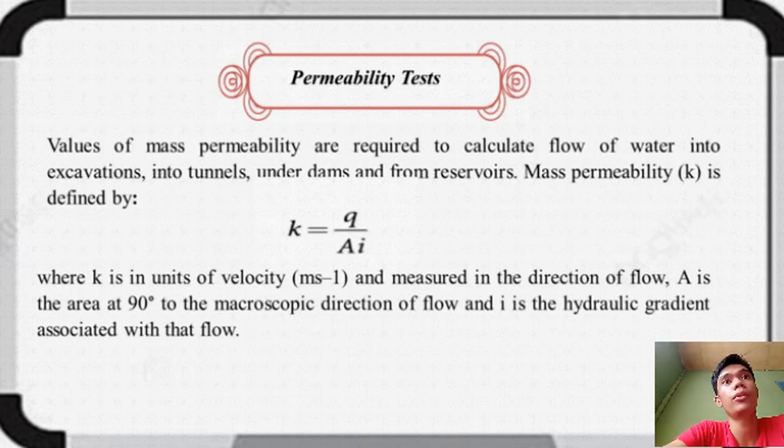So next is the permeability test. Values of mass permeability are required to calculate the flow of water into excavations, into tunnels, under dams, and from reservoirs. Mass permeability is defined by K is equal to Q over A I.